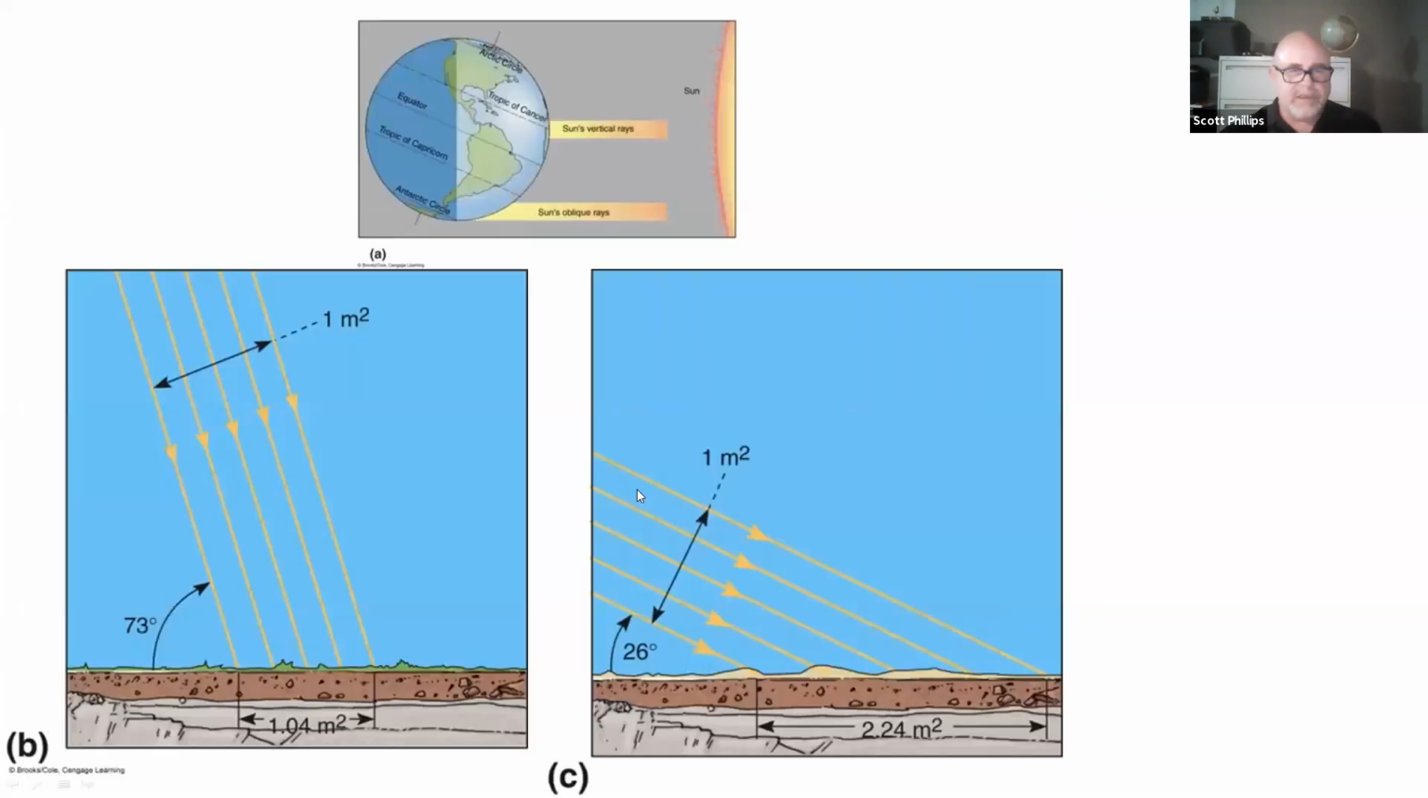Maybe a better way of looking at it is, if you're getting more direct sunlight, this is 1 square meter of sunlight, and on the ground it's striking just over 1 square meter. But if you look at this more oblique angle, 1 square meter of sunlight is spread over like 2¼ meters on the ground. So it's less concentrated and will heat up less.